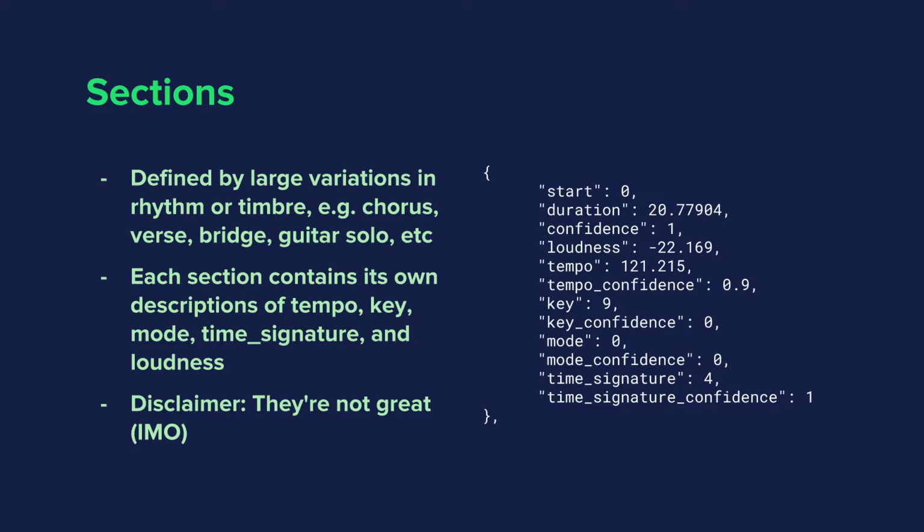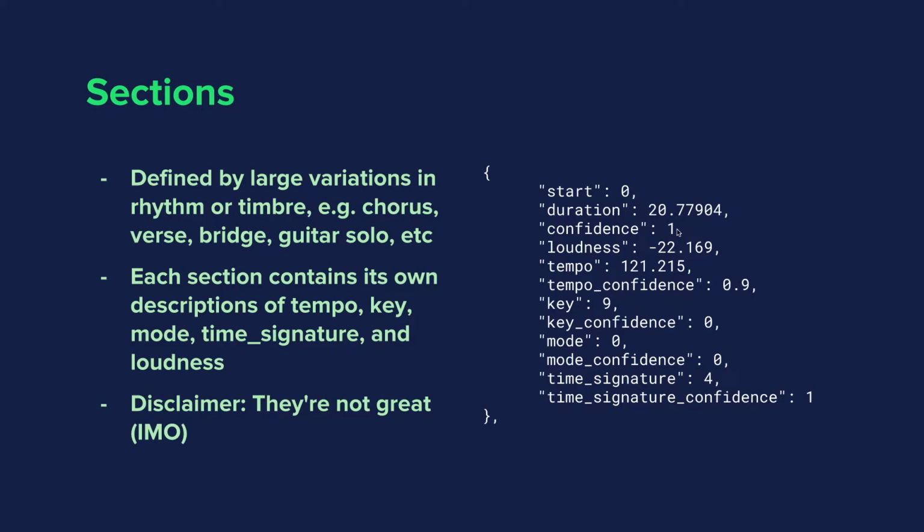Each section contains a bunch of its own information, such as descriptions of the tempo, key, the mode that it's in, like Dorian, Mixolydian, Ionian, things like that, time signature, and loudness. So this is a JSON response for a section. You're going to get a sequence of these, and they also have a duration. So for instance, this section starts at time 0, so it starts at the beginning of the song, and goes for just over 20 seconds. And we have pretty high confidence around that.